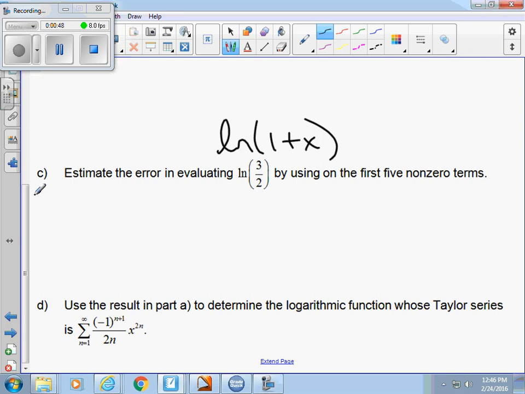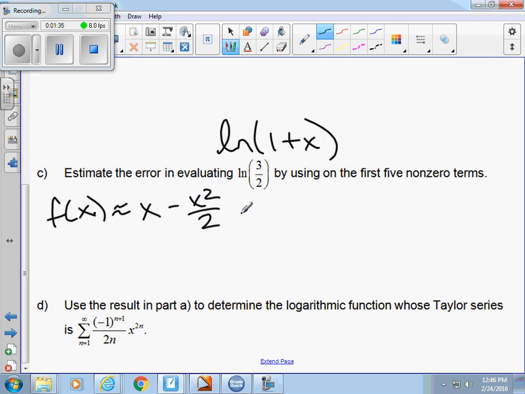Does everyone agree with that? So I am plugging in a half. If I'm plugging in a half, what is my error going to be? Well, first of all, I need the first 5 non-zero terms. Have we written those out yet? Why is it a half? Because the function was 1 plus x, and so 3/2 is 1 plus a half. Does that make sense? So that makes it kind of a weird question, because it's not plugging in 3/2. It's plugging in a half.